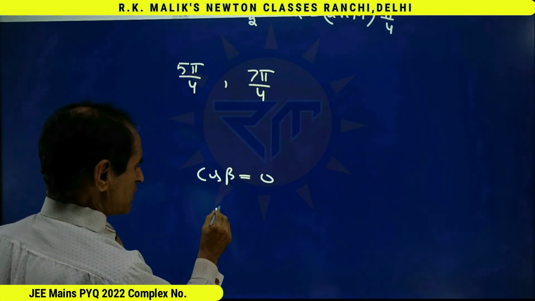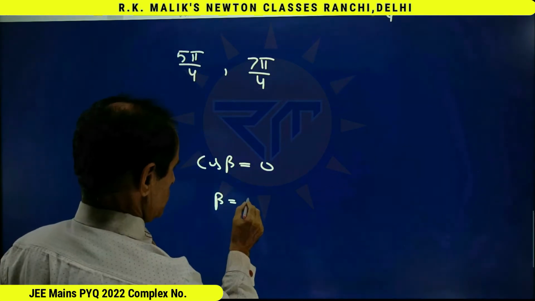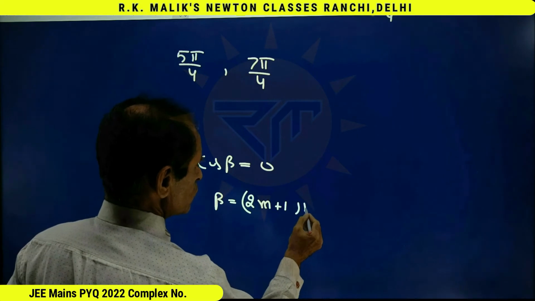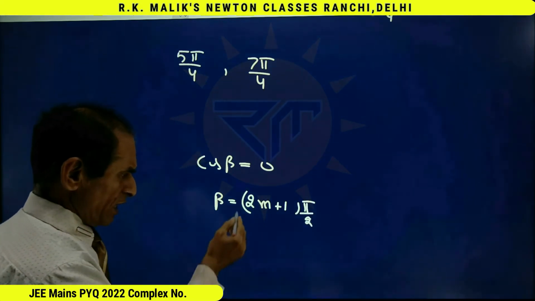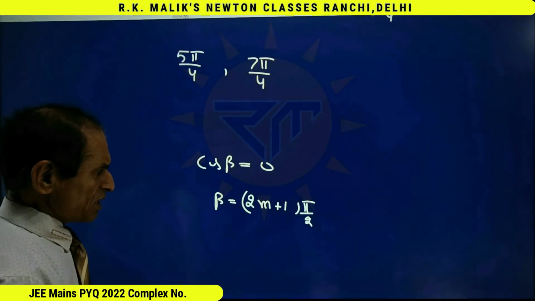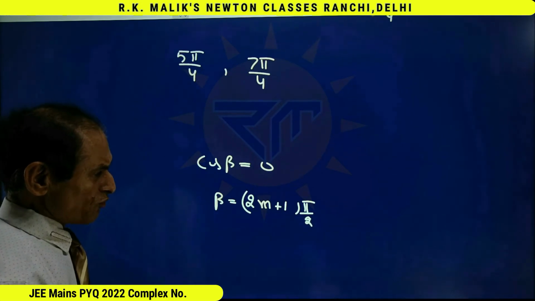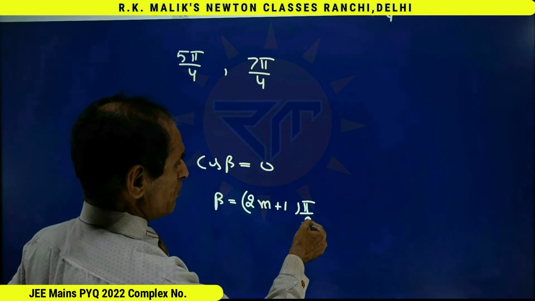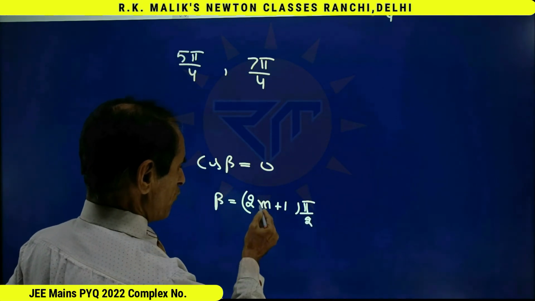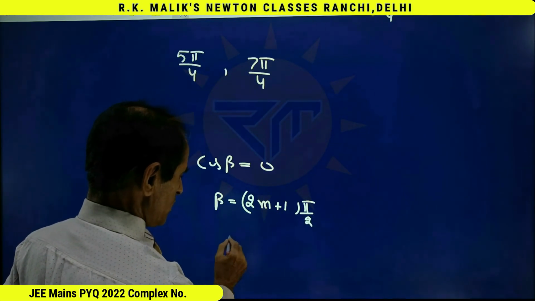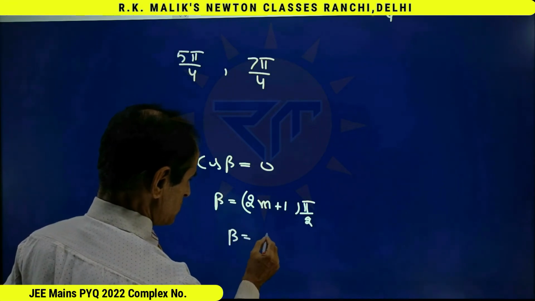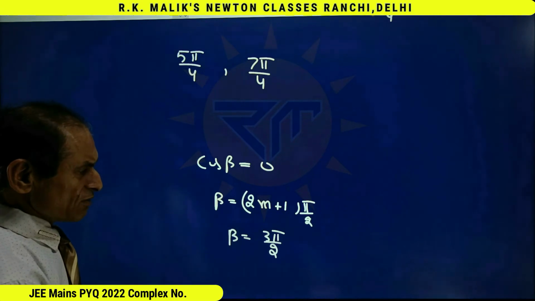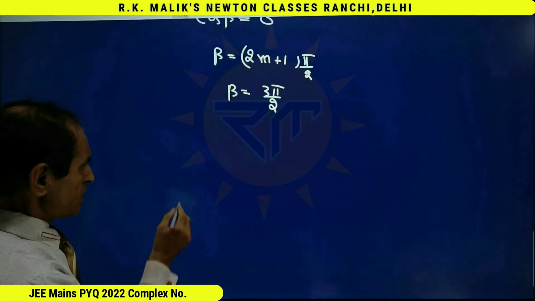Putting cos beta equal to 0, I get beta equal to (2m plus 1) into pi by 2, where m is any integer, but I will be taking only that value of m so that the value of this lies in the interval pi to 2 pi. Clearly, for m equal to 1, I will get the value of beta as 3 pi over 2, and it lies in the interval pi to 2 pi.